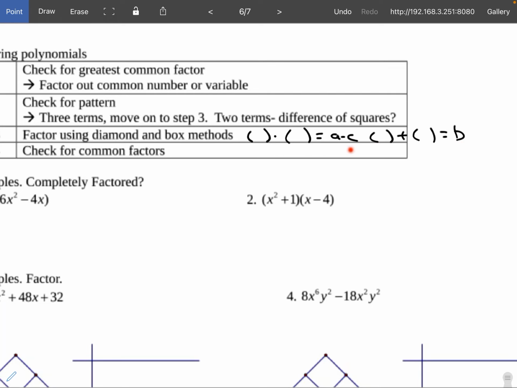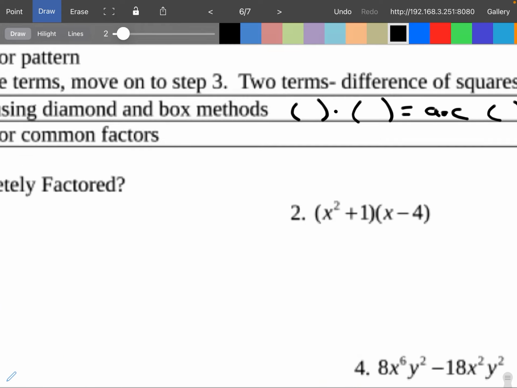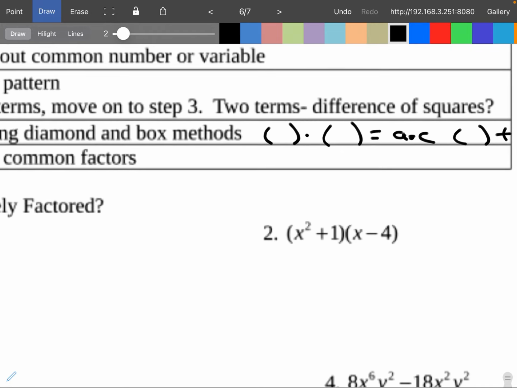Now in here where it says check for a pattern, for three terms, you're going to look for this thing right here: two numbers that multiply to A times C and add up to B. And if it has two terms, you're going to look for the difference of squares, so difference of two squares. That was yesterday's lesson. And then I want to add in if it has four terms.